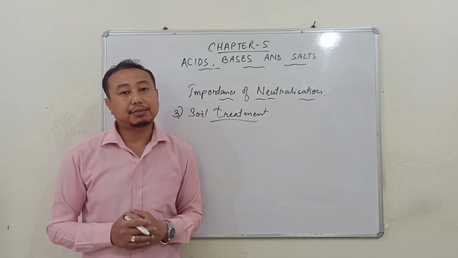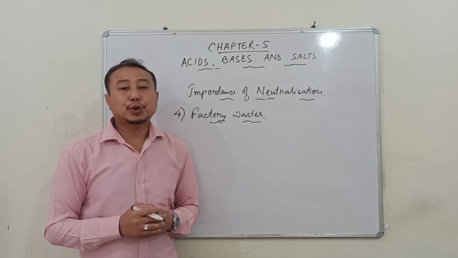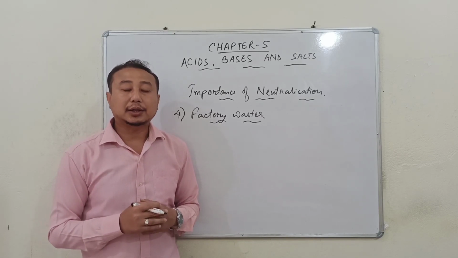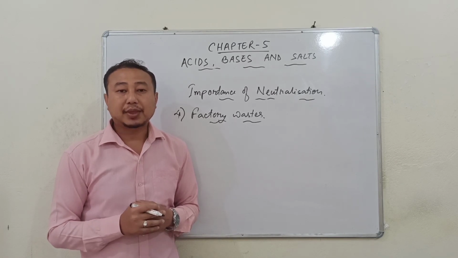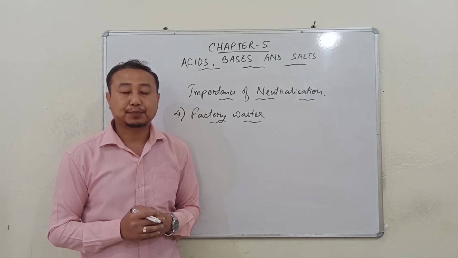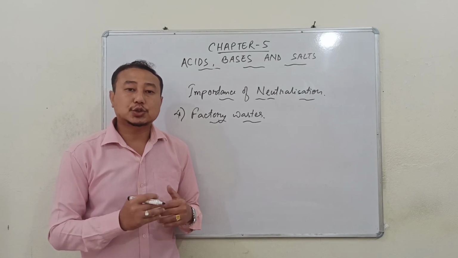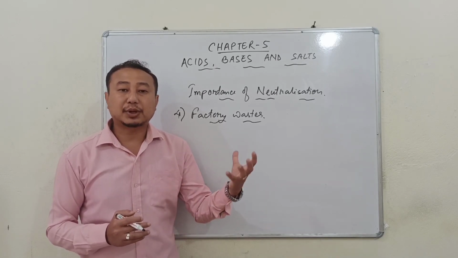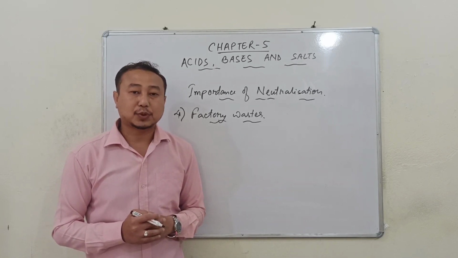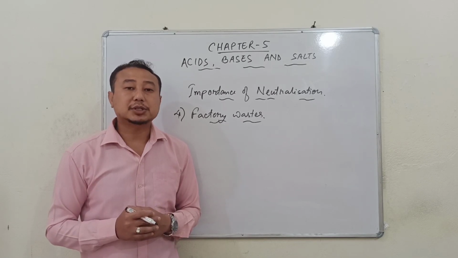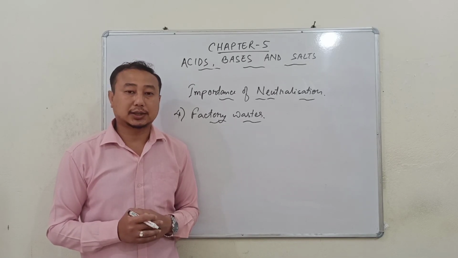Now let's come to the next importance. The next importance is about factory waste. The waste materials that are generated and discharged from the factories are acidic in nature and contain different types of chemicals. When this waste material is discharged directly to the water bodies, it converts the water of the water bodies into acidic nature, which affects the life of the aquatic organisms. During this time, numerous aquatic organisms are killed.